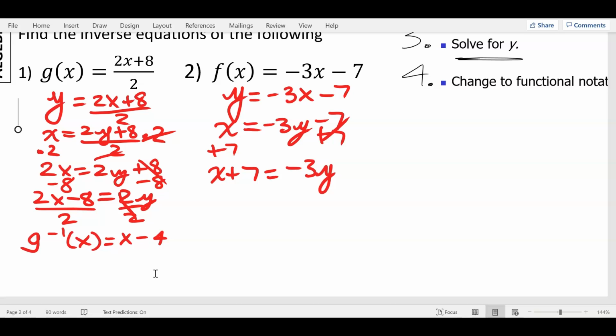Because -3 is multiplying. -3 times y. What's the opposite of multiplying? Dividing. So that's what you should have said. All right. Divide by what? Divide by -3 all the way. Negative.